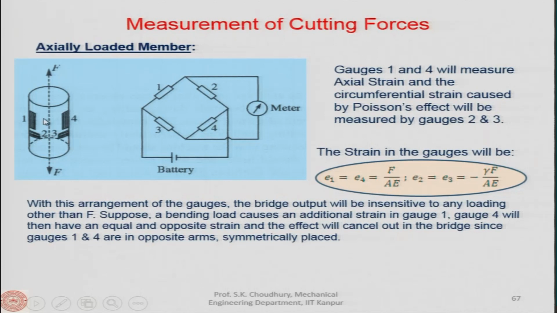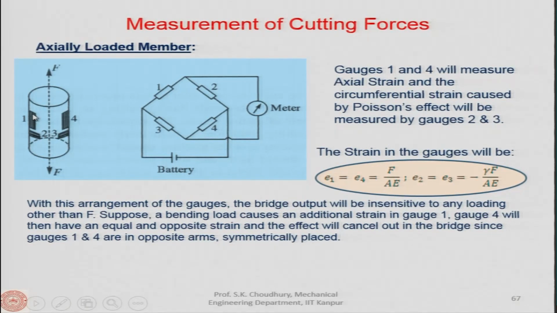Then it was discussed that if these strain gauges are arranged in the form of a Wheatstone bridge, the strain given by 1 and 4, which will be the axial strain, will be equal to the force divided by area and E, the modulus of elasticity of the material of the member.